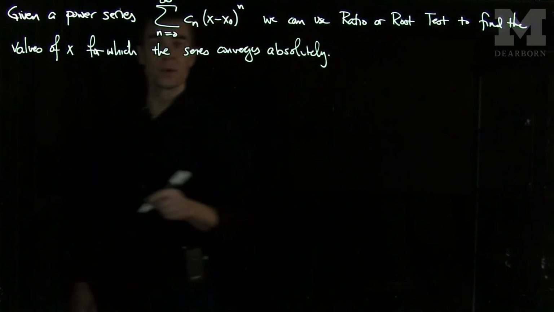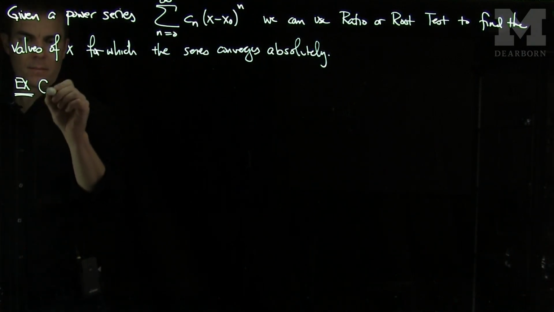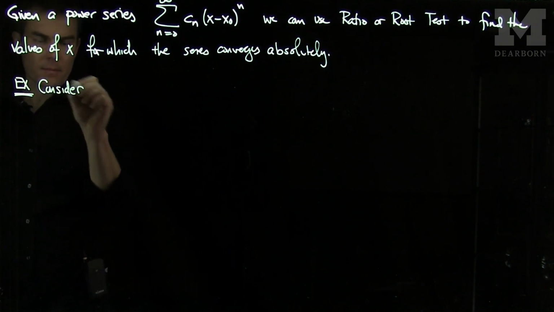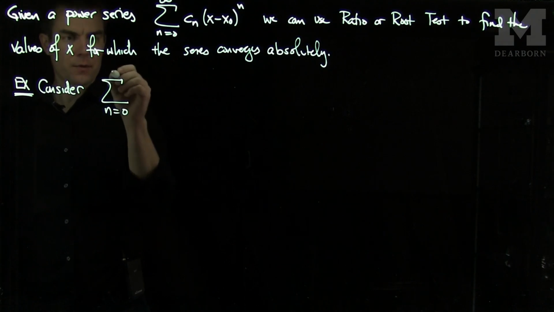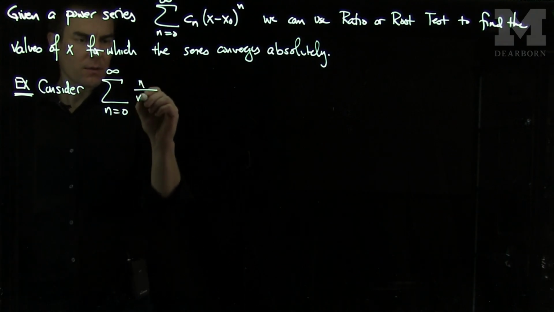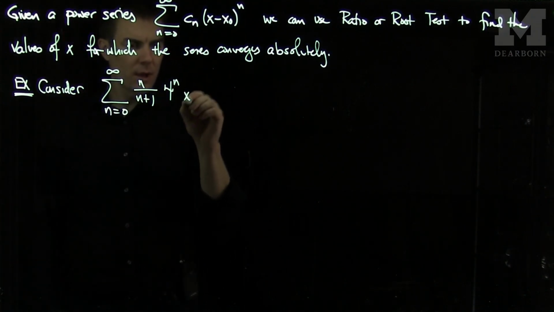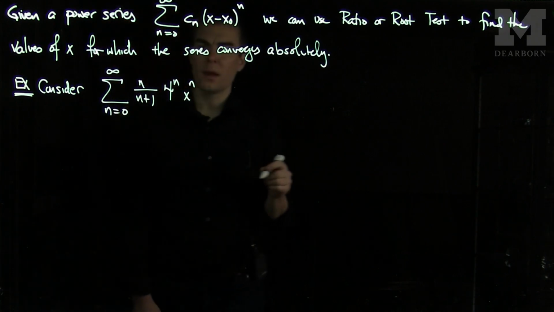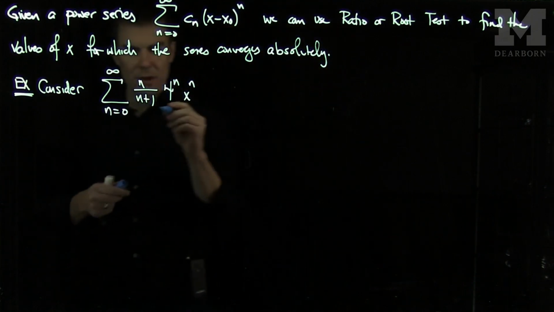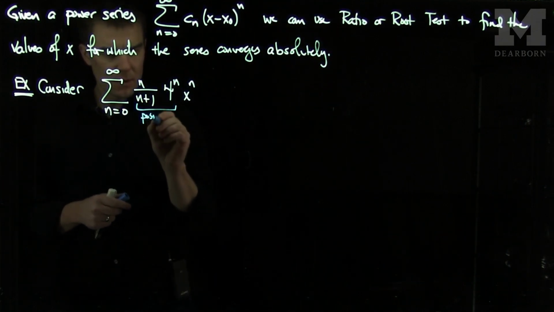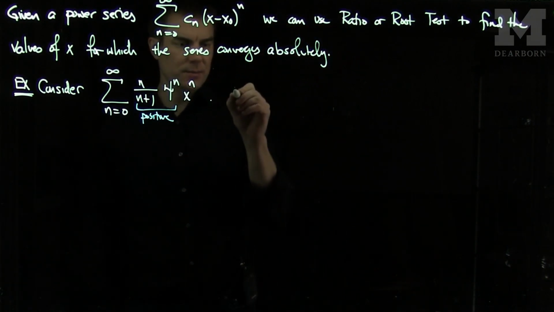Okay. So let's see a couple examples of how we would do this. Let's consider this series: the sum, n goes from 0 to infinity, of n over n plus 1, 4 to the power n, x to the power n. We can note that these terms are positive, so we have a series of positive terms, and so we can apply the ratio test.